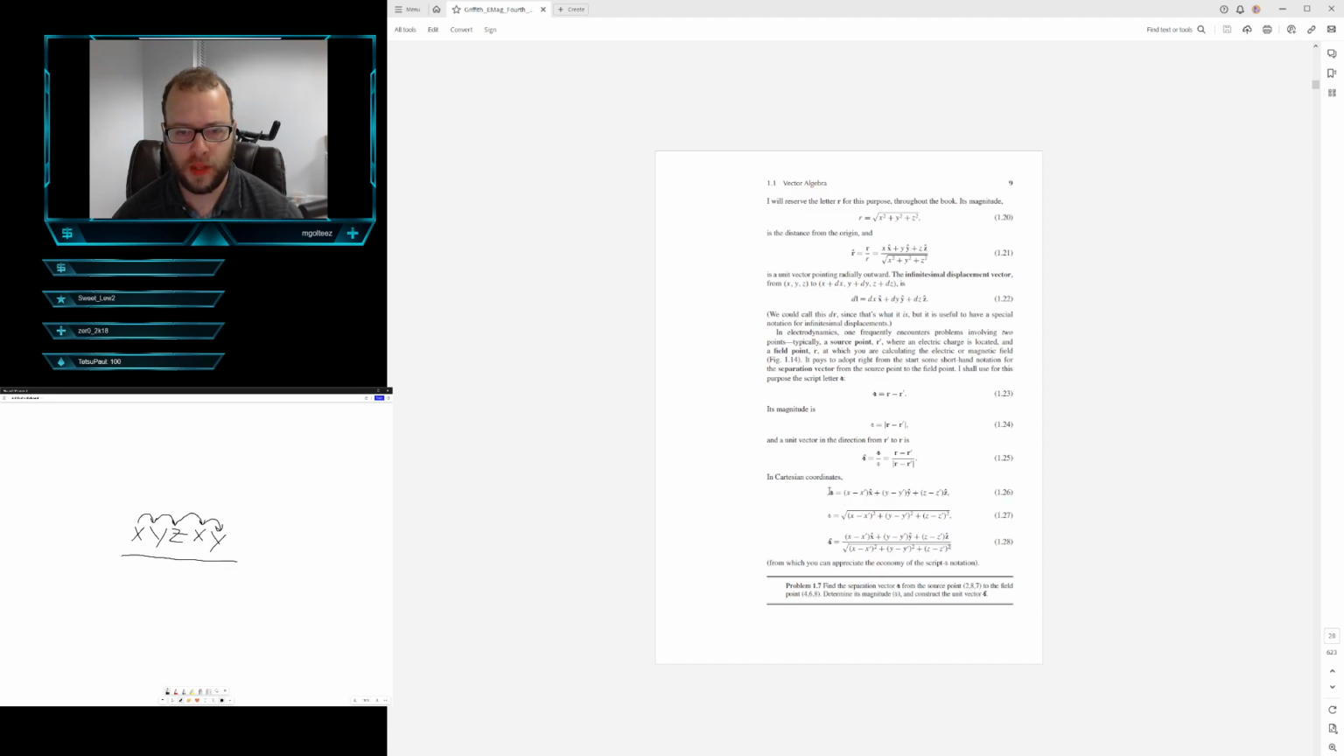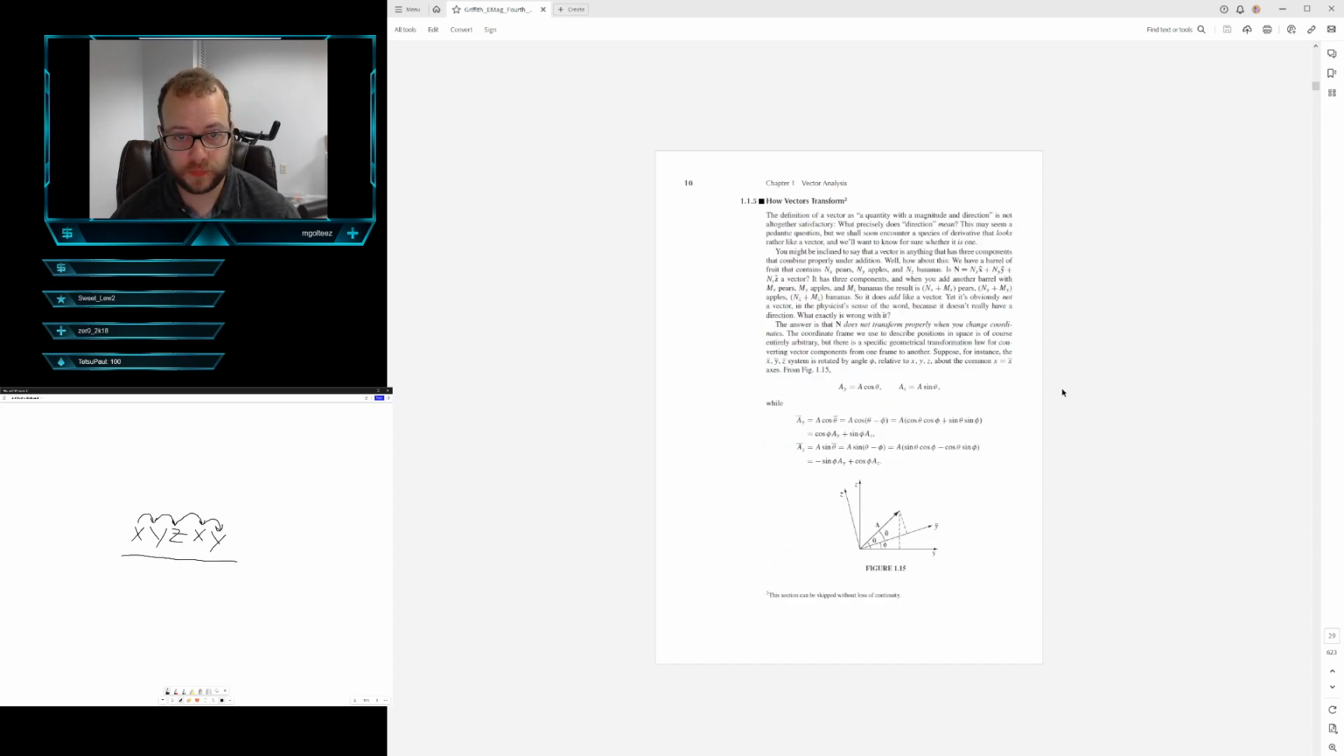So this is going to be a very important definition to remember because it's going to be used constantly. So it's simply the difference between the unprimed and primed coordinates in each of the x, y, and z directions. Simple.